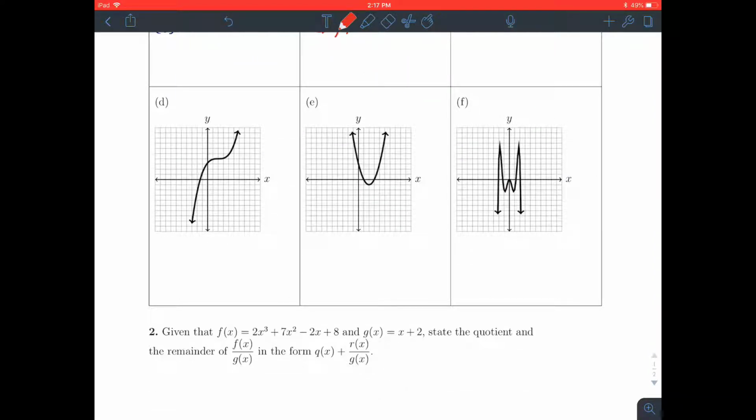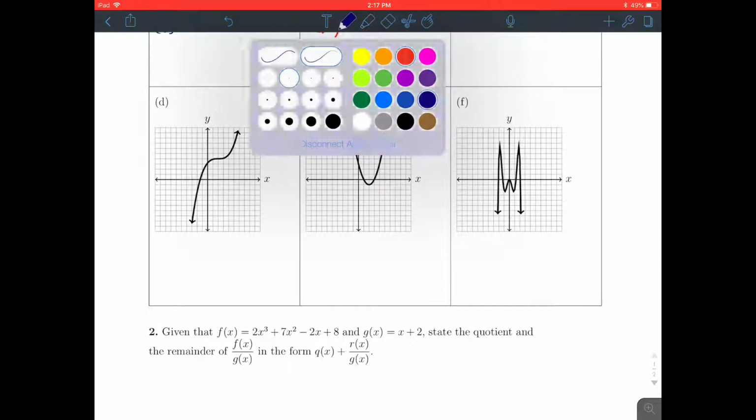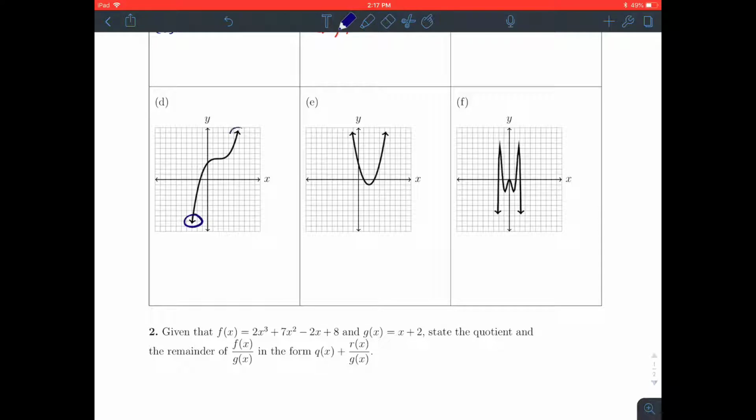Now we're going to be doing the same thing, but using graphs. So for this one, because the end behavior is going in two opposite directions, we can tell that it has odd degree. We can't tell what specific odd number the degree is, but we do know that because the end behavior is different, it's an odd degree.